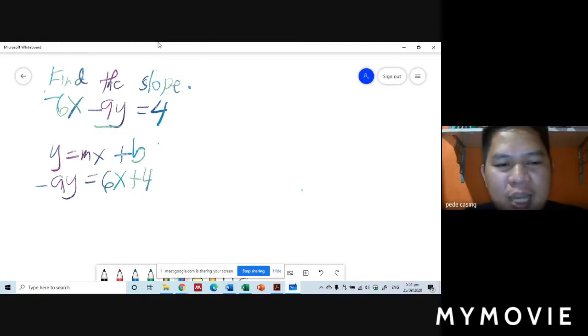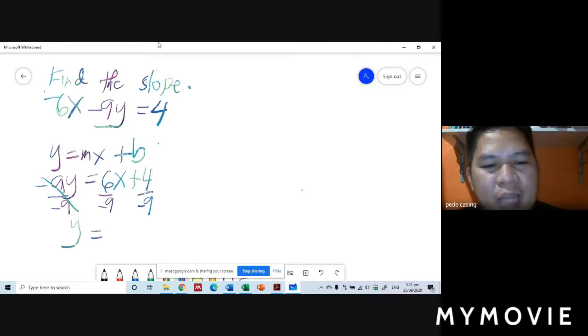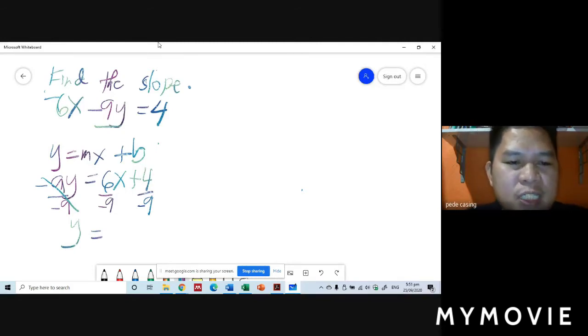Then since negative 9 is before the y, divide both sides by negative 9. This one negative 9, the other one negative 9. Then it becomes 1 because negative divided by negative is positive. 9 divided by 9 is 1. So it becomes y equals 6 over negative 9. Okay, you just put the negative before the number. So it's just one negative. Bring down or copy 6 over 9.